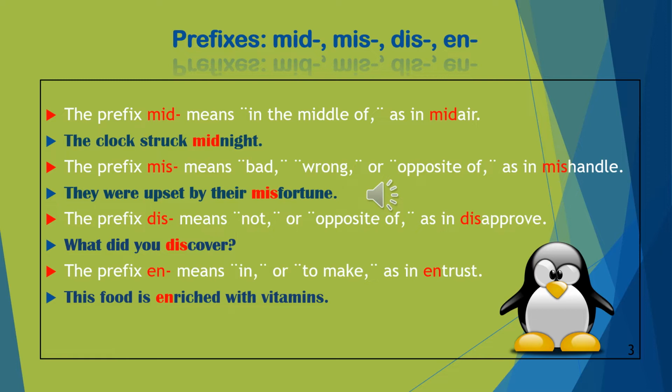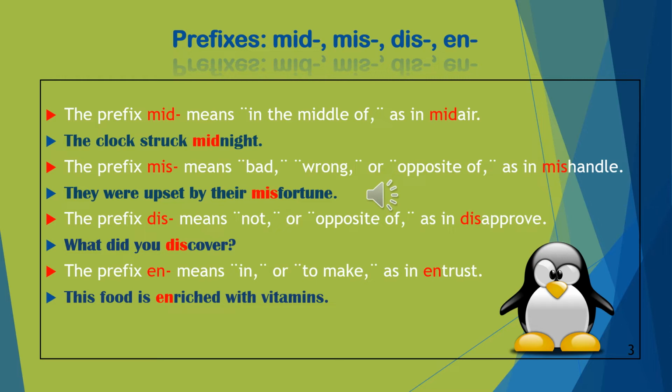So, let's do a fast review. Mid means in the middle of. Mis means bad, wrong, or opposite of. Dis means not or opposite of. And the prefix en means in or to make, as in enrich. This food is enriched with vitamins.